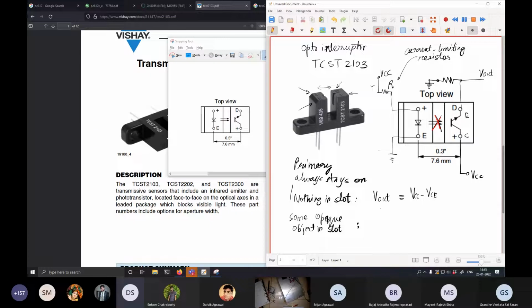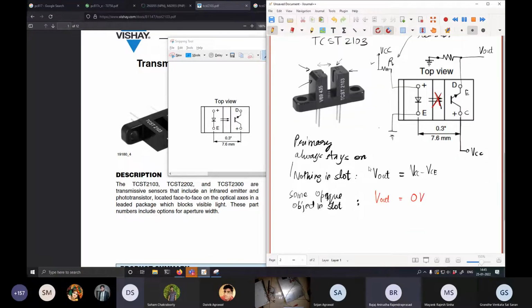In that case, what will be V out? 0 volts. It will be grounded, meaning it will be at 0 volts. Is this much clear to everyone? Yes, sir. Wonderful. So any questions so far?